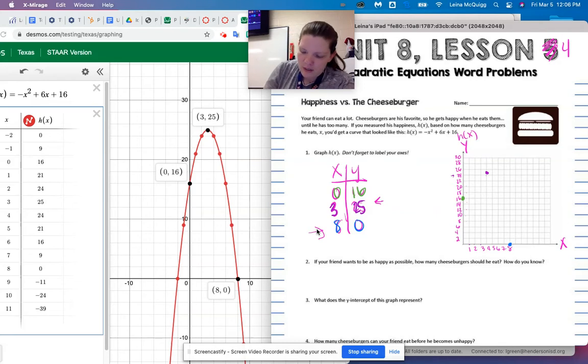And I can connect my points. And wow, that looks really bad. Hold on, let me try that again. I'm not very good at doing this. Oh, that looks bad too. Hold on.